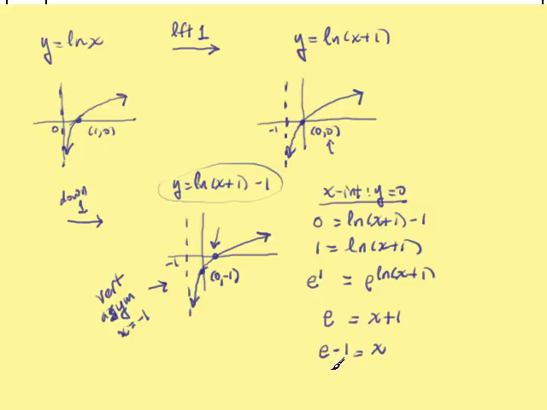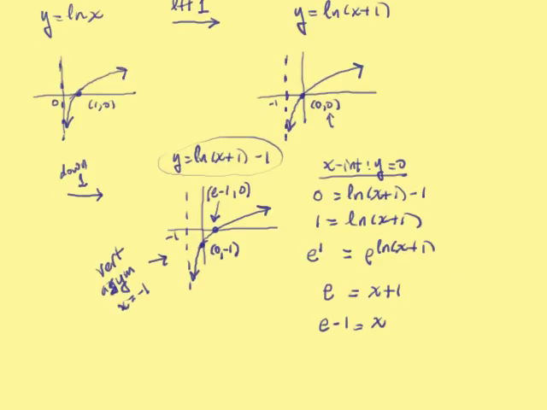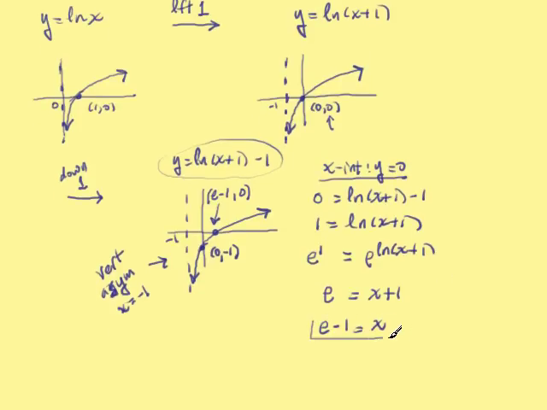Now e is approximately 2.7. You can approximate, let's say, by 3, so e minus 1 is approximately 2. But we're going to write here, for the x-coordinate, we'll just write e minus 1, 0. So that's the x-intercept. Okay, so that's our x-intercept.